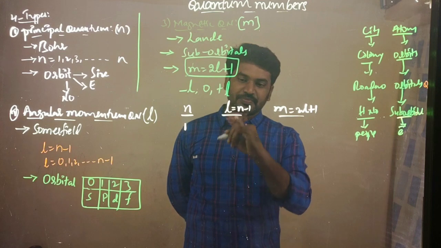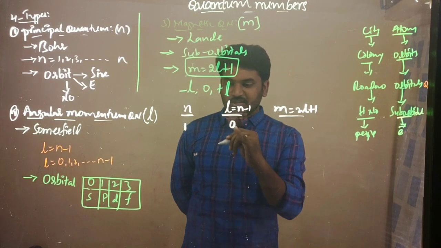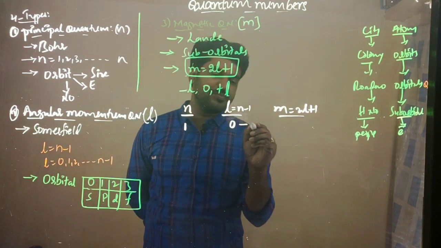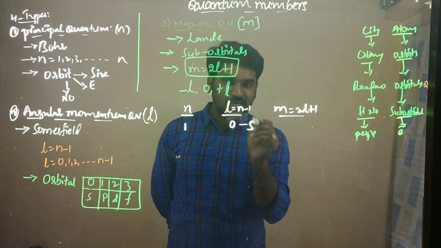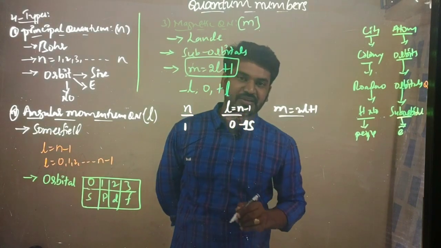If n value is 1, L value becomes n minus 1. N minus 1 means 1 minus 1, it will be 0. 0 means which orbital here? 0 means it is s orbital, right? S orbital present in which orbit? First orbit. So s orbital is present in the first orbit. So I am writing 1s here.